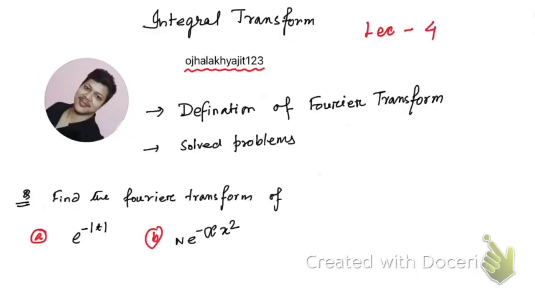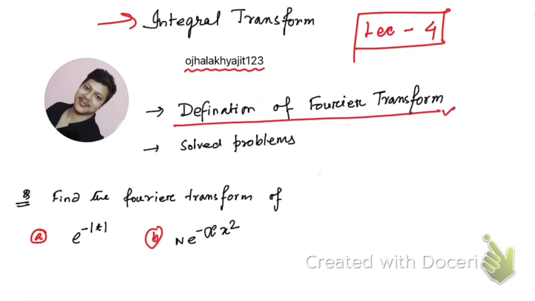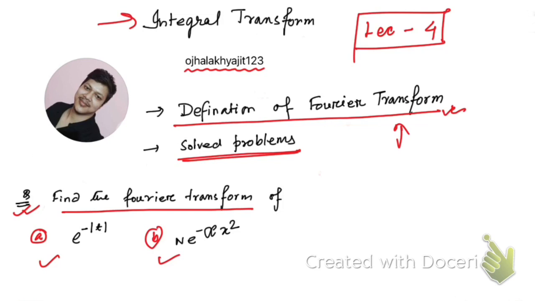Hello friends, this is lecture number 4 of integral transform, and here we're going to discuss the definition of Fourier transform, and we're going to learn how to find Fourier transform. We're going to take some solved problems. We're going to solve this question: find the Fourier transform of these two functions. Just after the definition we're going to solve this. I'm going to show you how to solve these kinds of questions.